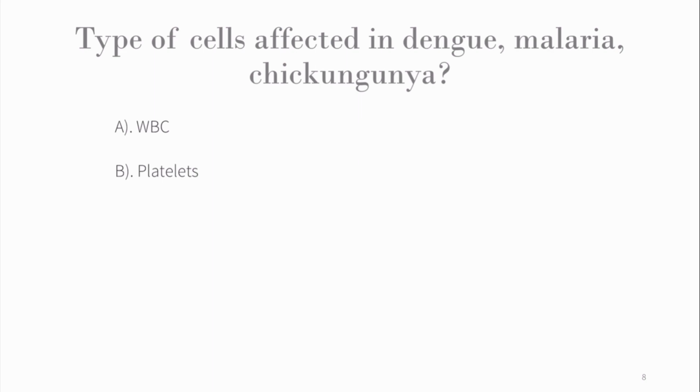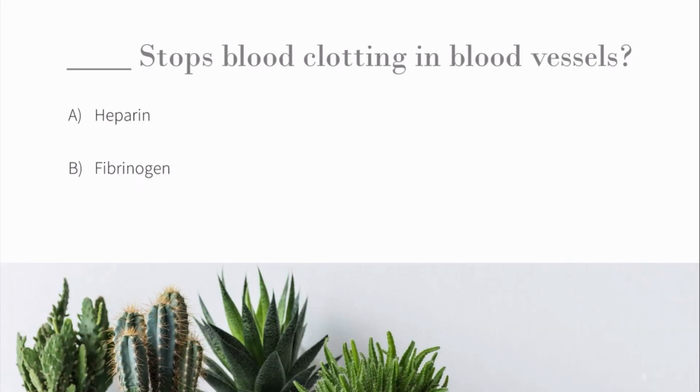Type of cells affected in dengue, malaria, chikungunya. WBC, option A. Option B is platelet. Here the correct answer is platelets. Okay, next question. Dash stops blood clotting in blood vessels. Option A, heparin. Option B, fibrinogen.